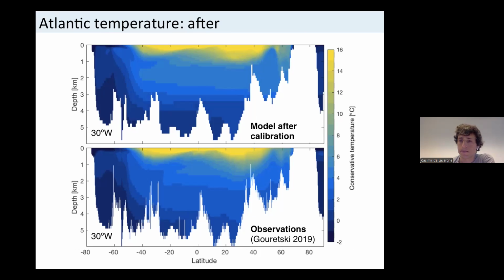Casimir, how did you do this? What did you change to go from one to the other? So, I changed a lot of things. Mostly isopycnal mixing, so both tracer mixing and Gent-McWilliams. I changed these two things.